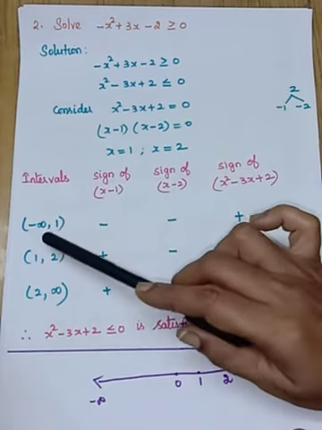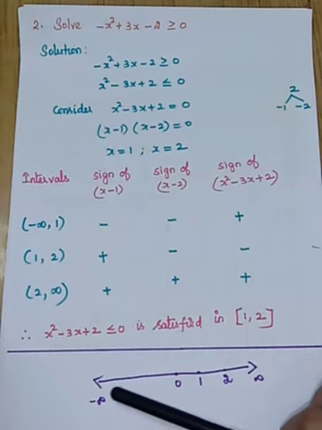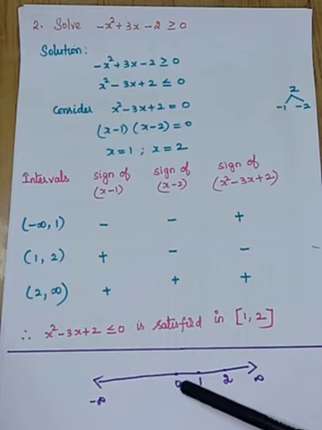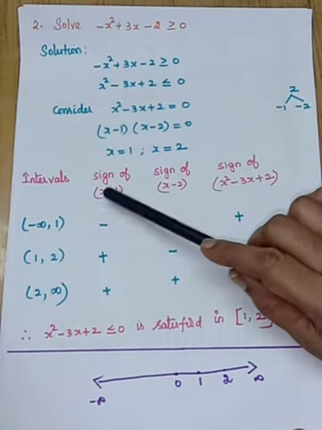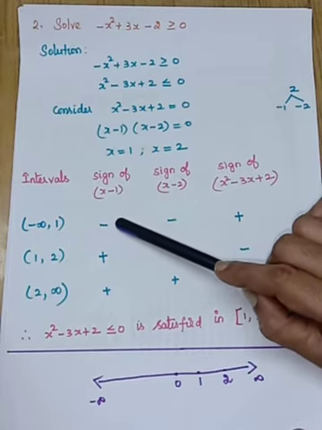Okay, see now, minus infinity to 1. Minus infinity is a negative number and 1 is a positive number, so in between you will have 0. So when you substitute 0 here, 0 minus 1, what's the answer? Minus 1. So it is negative.